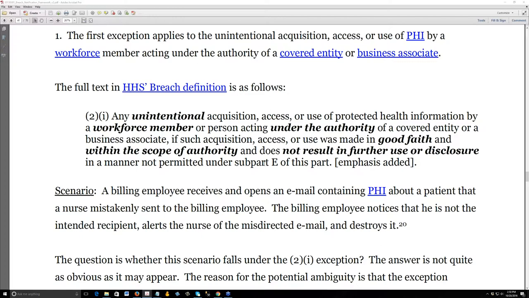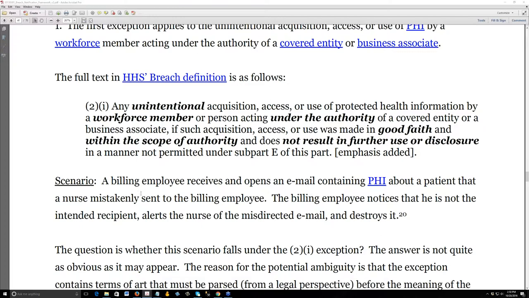So here's a scenario. A billing employee receives and opens an email containing PHI about a patient that a nurse mistakenly sent to the billing employee. The billing employee notices that he is not the intended recipient, alerts the nurse of the misdirected email, and destroys it, okay? And a lot of these examples came right out of the omnibus rule.